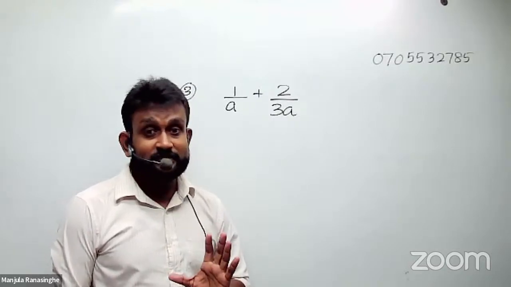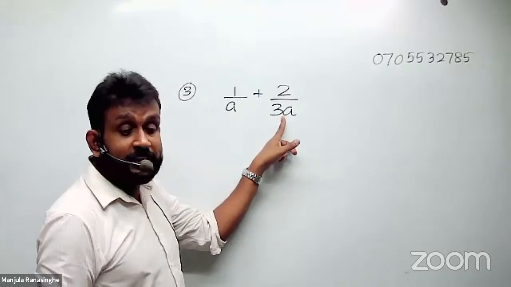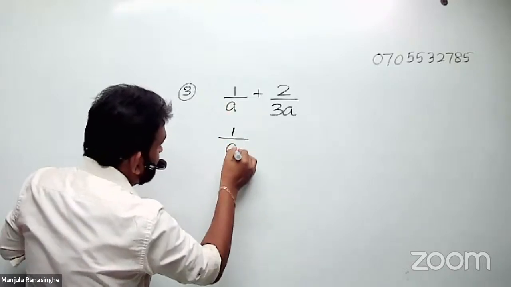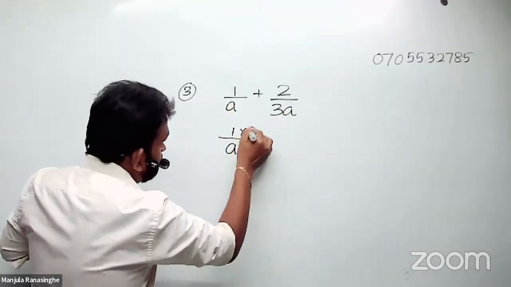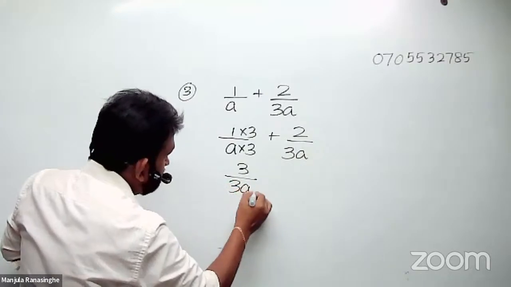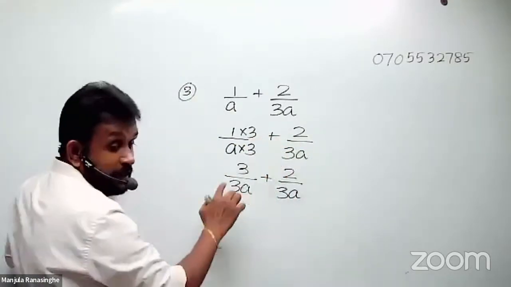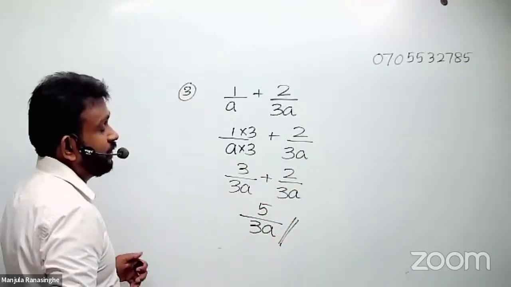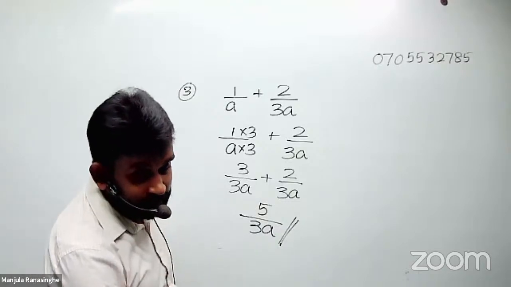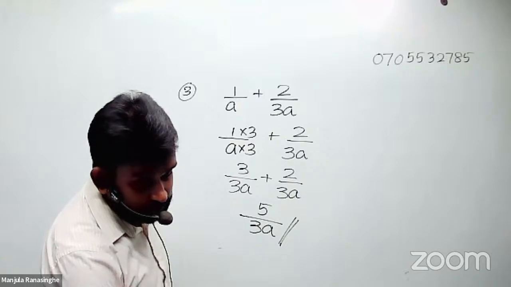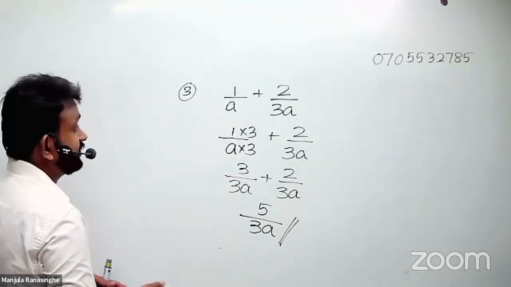The denominators must be equal. That's the concept. So here the denominator is a, here the denominator is 3a. So we have to make the same denominator. What I do here is multiply a by 3 to make 3a. Now the top part is 3 upon 3a plus 2 upon 3a. Now 3a, 3a, the same denominator. I add 2 plus 3. What is the answer? 5. So 5 upon 3a. Okay, fine. That's question number 3.